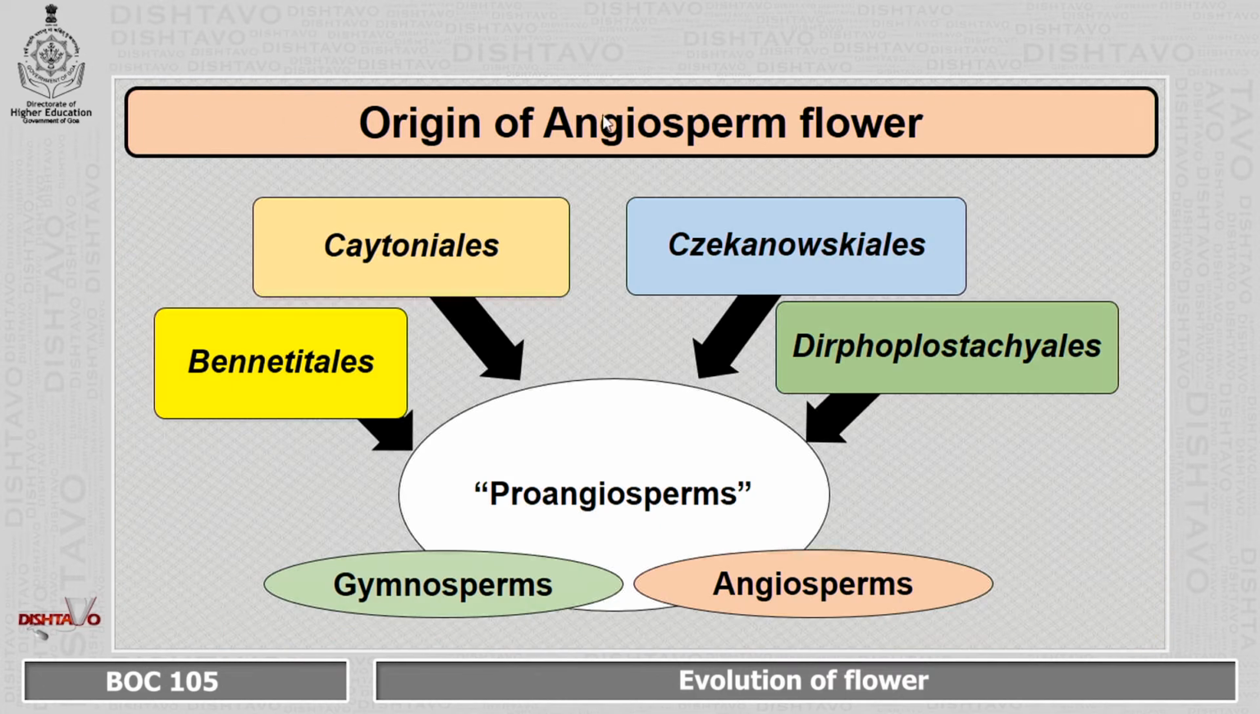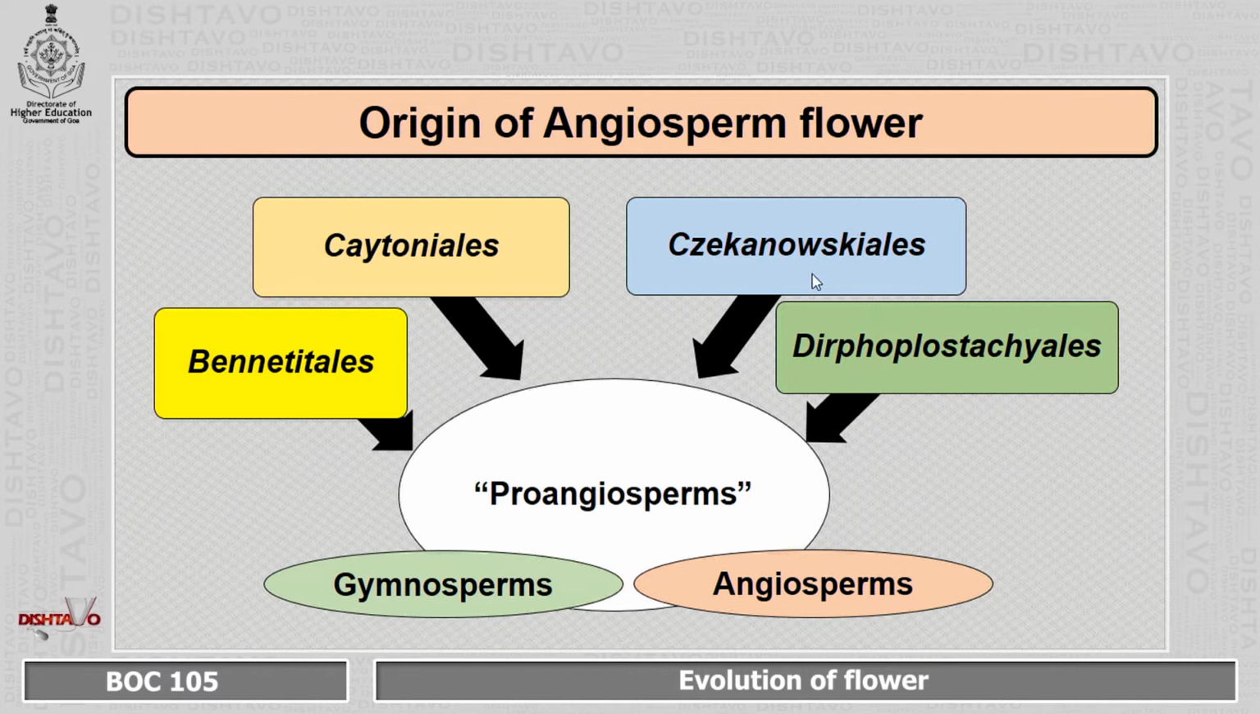Now, coming to the angiosperm flower, it is said that Bennettitales, Caytoniales, Czekanowskiales, Dirhopalostachyales, these are the groups of fossil angiosperms which are also referred to as the proangiosperms because they have the characters of the gymnosperms as well as the angiosperms, and they might be the ancestral or basal angiosperms which might be leading us to the evolution of flower.